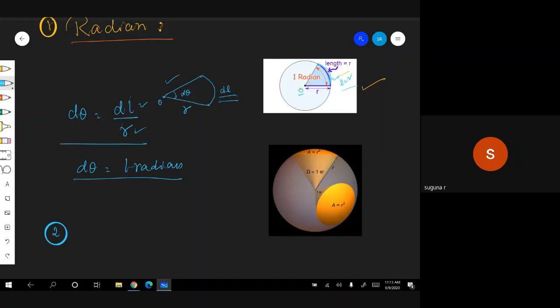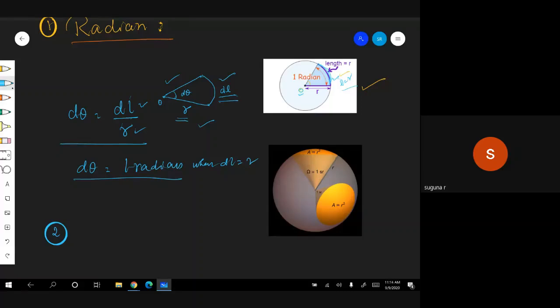This is a general expression. What is d theta? d theta is the angle subtended at the center of a circle of radius r by an arc of length dl. So d theta is equal to dl by r. From that, I am defining radian. d theta is equal to 1 radian when dl is equal to r. Are you following? Clear? That gives you the definition for 1 radian.